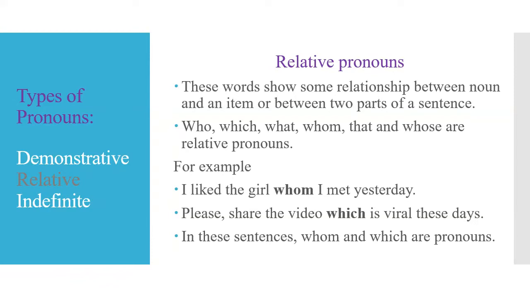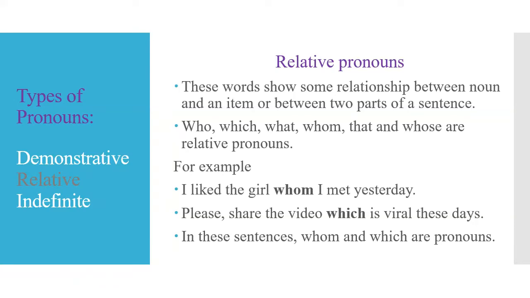These pronouns are making a relationship, establishing a relationship between two parts of a sentence. That is why these types of words are called relative pronouns. And other words which are used as relative pronouns are what, that, who, whom, whose. These types of words are called relative pronouns.